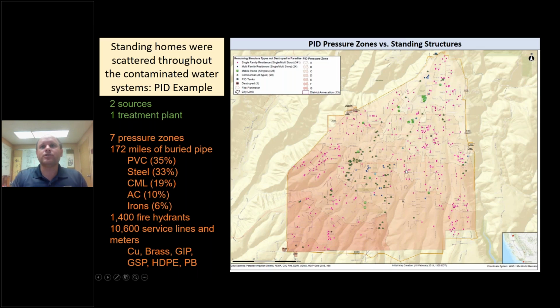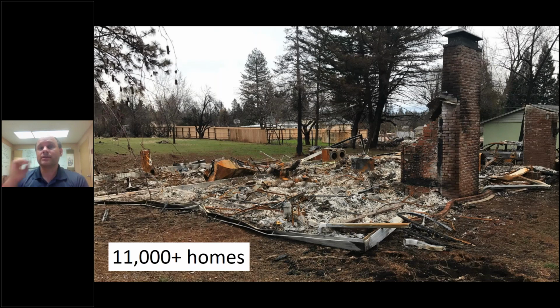And so this shows you, the purple dots here show the standing homes in Paradise, and everything around it was destroyed. They had 7 pressure zones, which was a medium-sized water system, 172 miles of pipe. They had just replaced a lot of their water mains with PVC and a lot of their service lines with high-density polyethylene, that black plastic pipe. And so it was just a monumental effort to go through and flush out their water system.